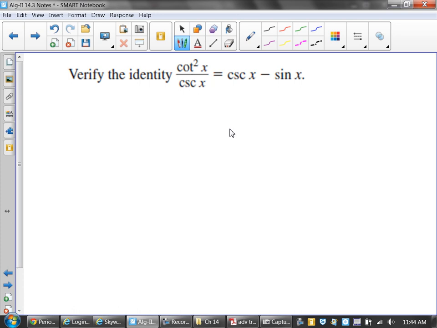Cotangent squared is what in terms of Pythagorean identity? Cotangent squared is cosecant squared minus 1. Does everybody agree? Now, there's two parts in the numerator, one part in the denominator, which means it's the same thing as saying this.